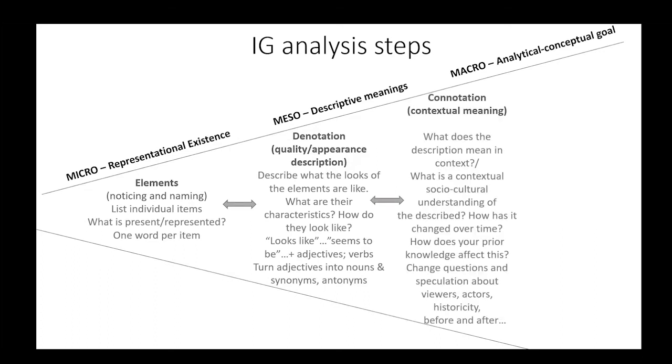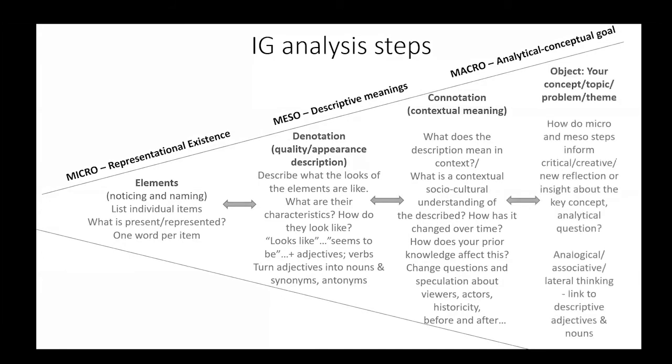And then the connotation is the next level. So what does the description mean in context or in different contexts? What are socio-cultural meanings or understandings that we can consider? How has it changed over time? How does your prior knowledge affect this, or your own understanding? And then we change these questions and speculate about viewers, about historicity, such as before and after, or use these different aspects from the image concept types.